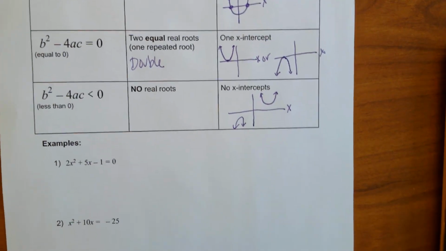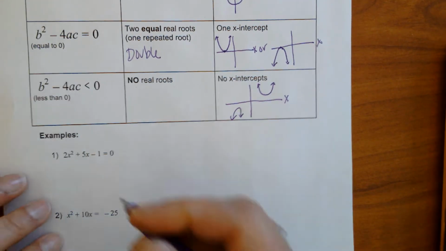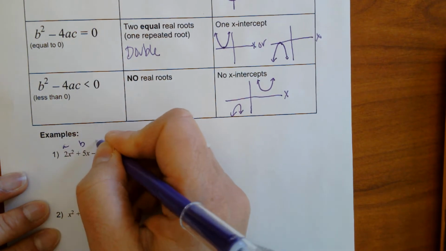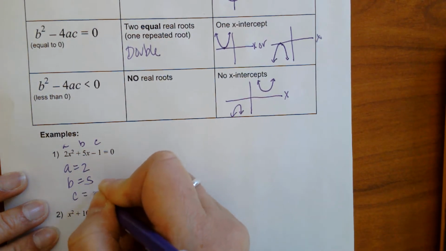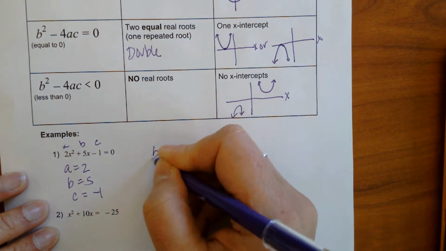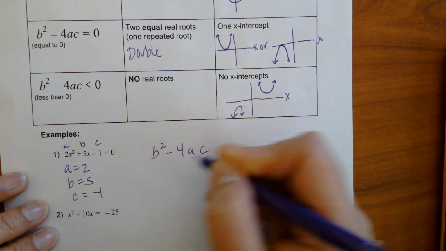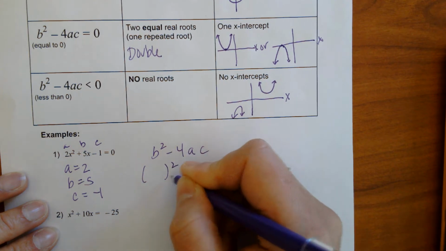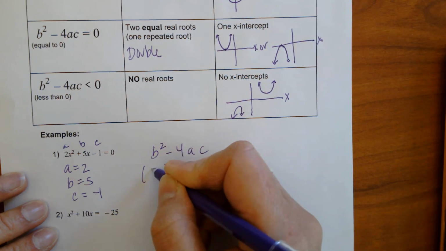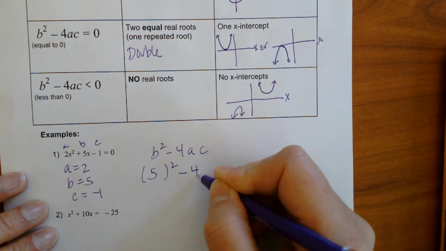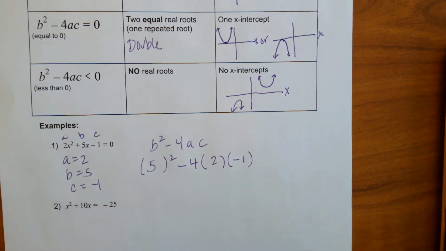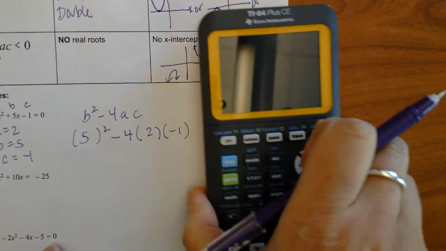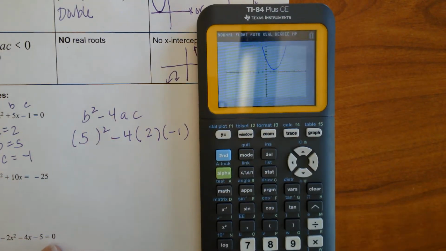All right, so let's try. So here we have our examples. And so we're going to pull out our a, b, and c. So a is 2, b is 5, and c is -1. And we're going to put it in the discriminant, b squared minus 4ac. And remember, I like to use parentheses, so parentheses around b. So 5 squared minus 4 times a times c. And parentheses are going to help us. Please, please use parentheses because I don't want your negatives to get lost.